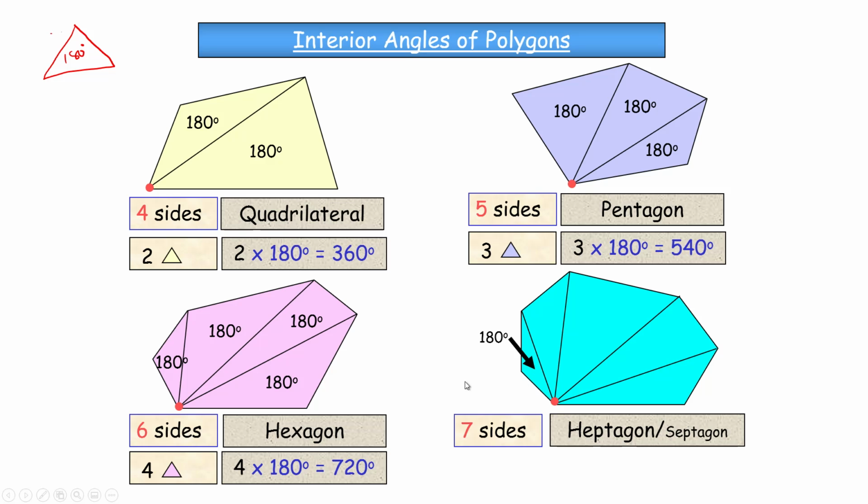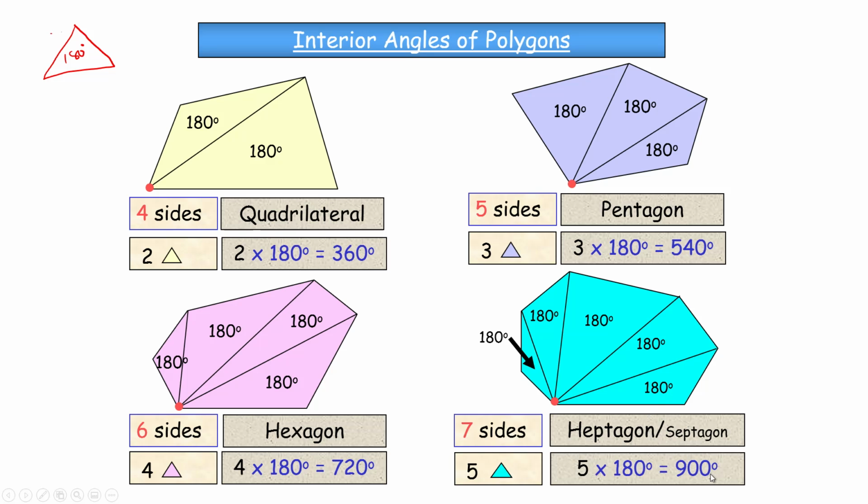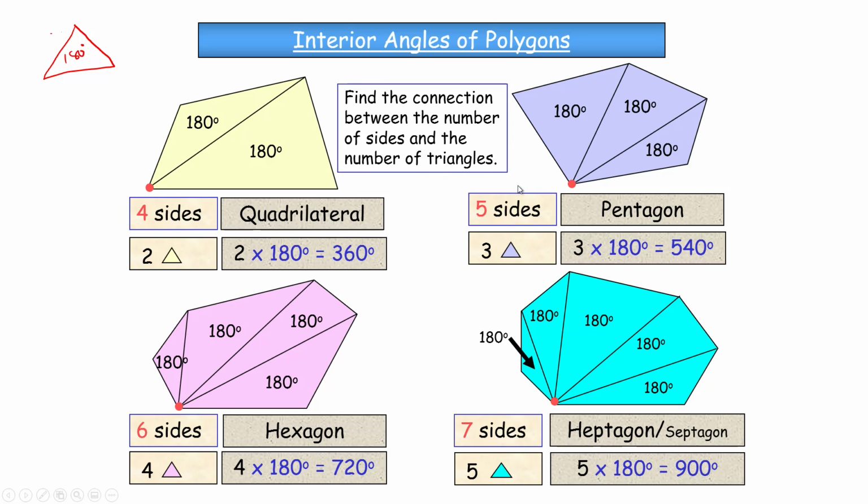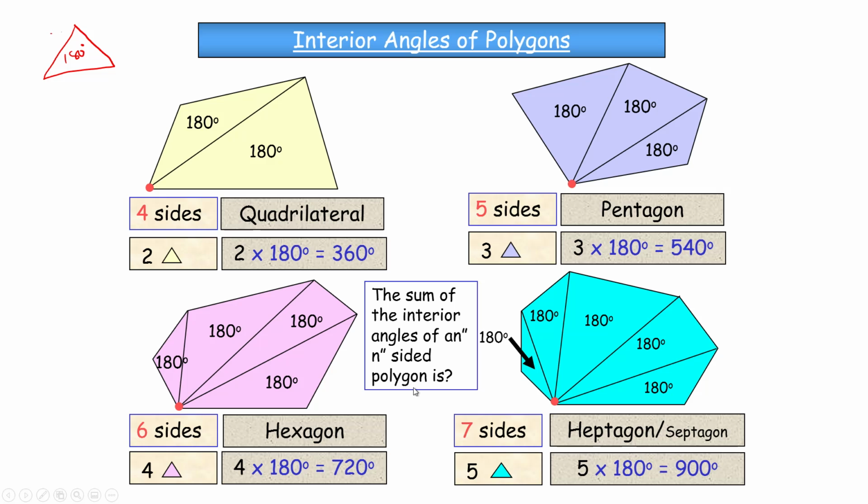7 in this, 7 sides. It's 5 triangles. So it's 900 degrees. So if we think about that for a second, 4 sides is 2 triangles, 5 sides, 3 triangles, 6-sided shape, 4. So 6 and 4, 5 and 3. So if it's 7, it's going to be 5 triangles. So there are always 2 triangles less. So if we think about that, we can form a relationship between the number of sides and the number of triangles.